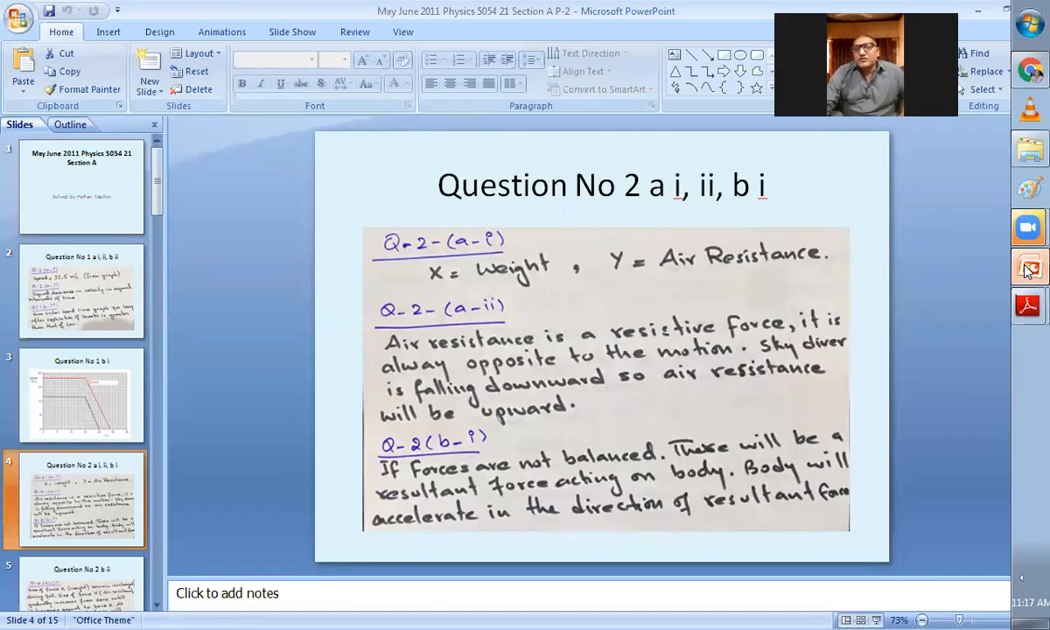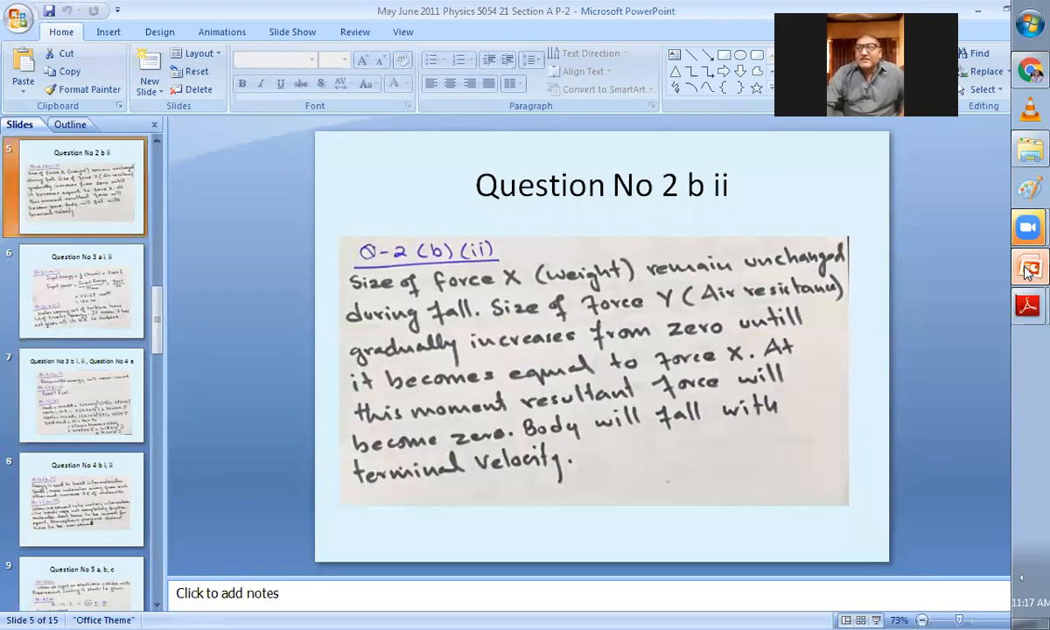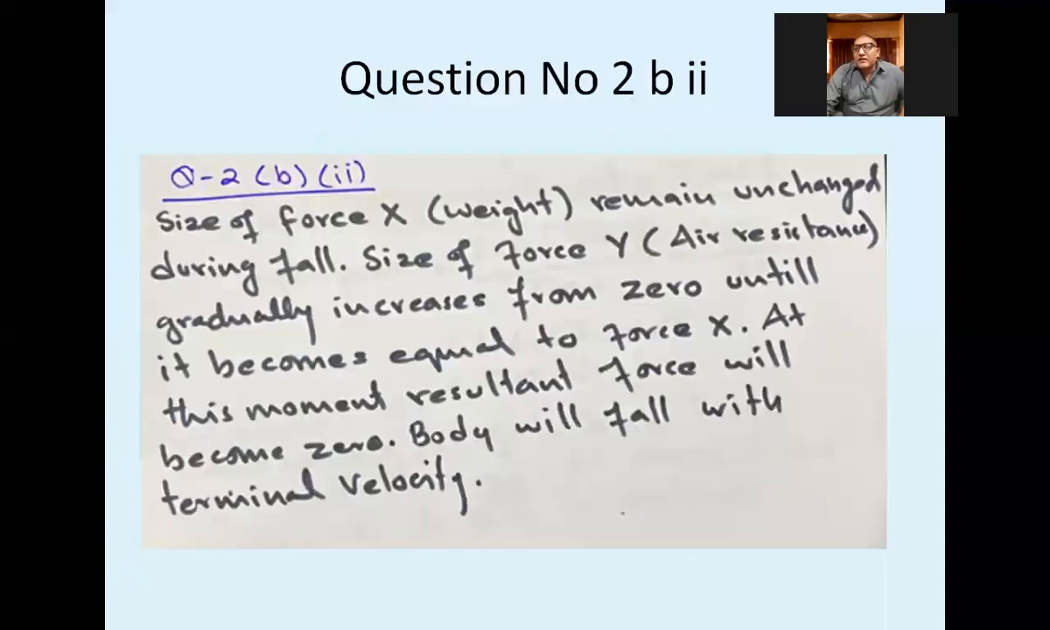Let me show you my answer. So here we go. Question number 2B, second part, the answer is showing on your screen. This answer I have written. Size of force X, weight, remains unchanged during the fall. Size of the force Y, air resistance, gradually increasing from 0 until it becomes equal to the force X. At this moment, resultant force will become 0. When X and Y forces are equal to each other.